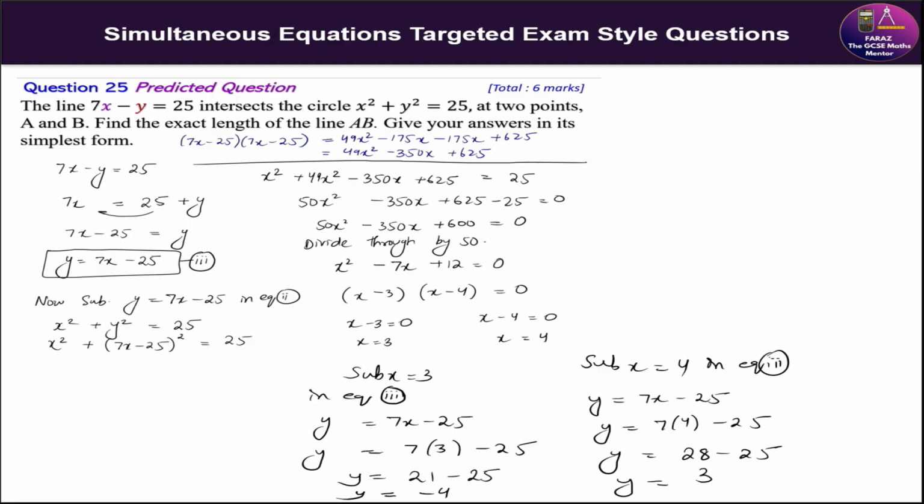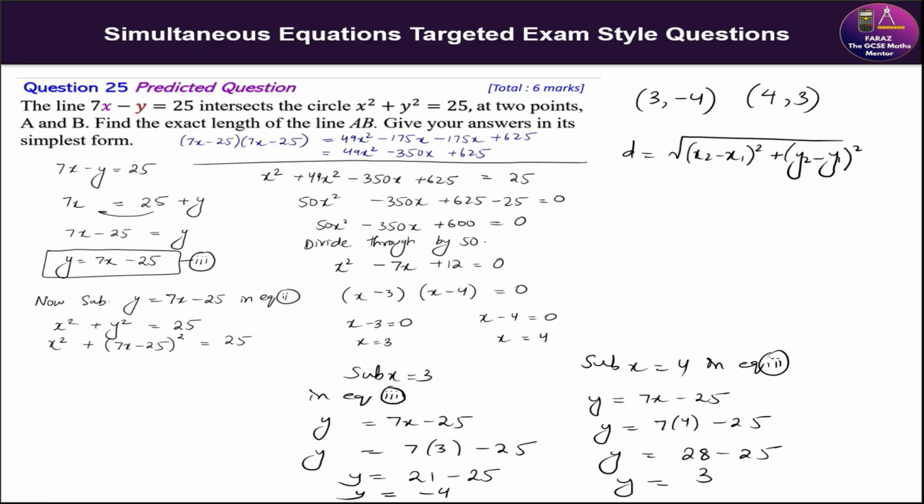At x equals 3, you are getting y as -4. So we have (3, -4), and at x equals 4, you are getting y equals 3. So (4, 3). Now by using the distance formula, d equals the square root of (x2 minus x1) whole square plus (y2 minus y1) whole square. This formula comes from the Pythagoras theorem.